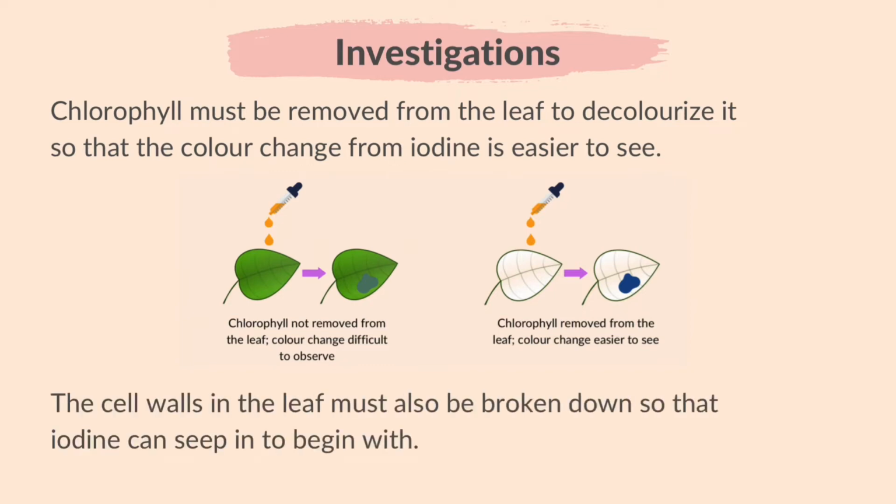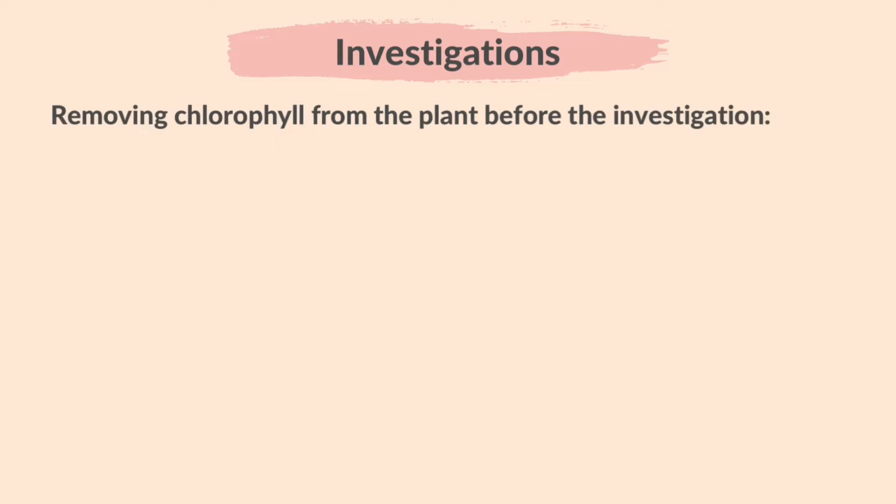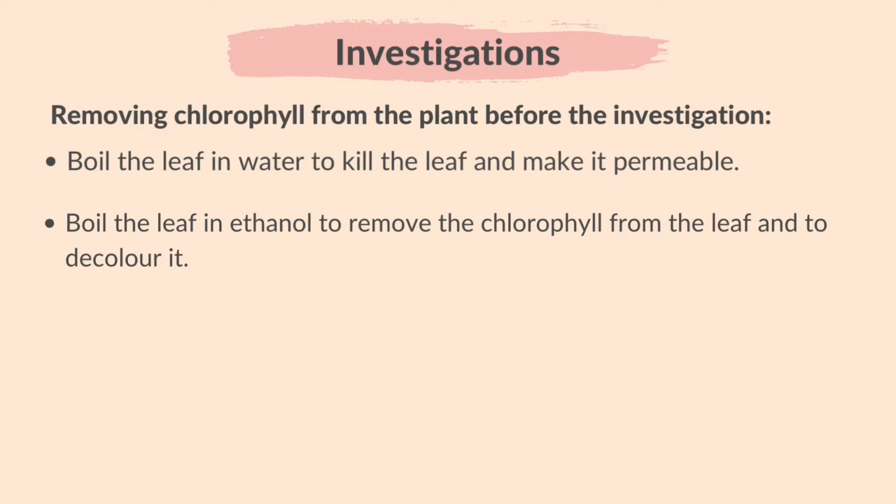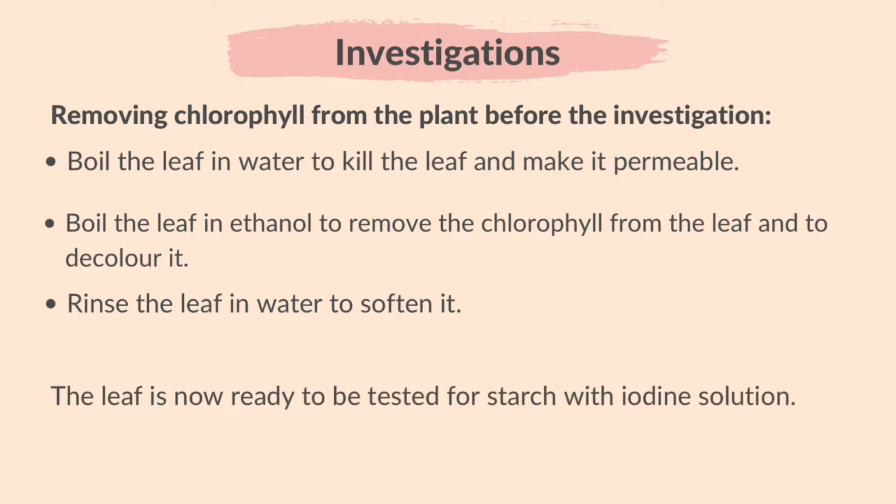Also, we can't just add iodine onto a fresh leaf and expect results. First of all, we need to break the leaf so that the iodine can seep in to begin with. These are the steps to remove chlorophyll. Boil the leaf in water and make it permeable. Boil the leaf in ethanol to remove the chlorophyll from the leaf and to decolor it. Rinse the leaf in water to soften it. The leaf is now ready to be tested for starch with iodine solution.